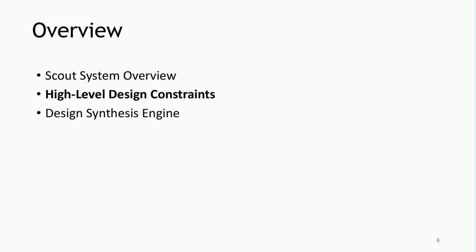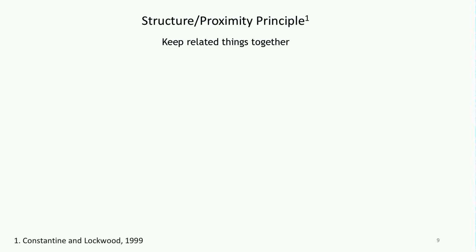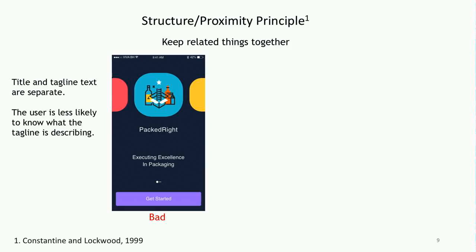So now I'll give a detailed example of a high-level design constraint and how that will work in our system. And I'll be able to talk about the rest later during the poster presentation. So the structure principle states that interfaces should be organized in a way that is clear and intuitive for users, and related things should be placed together, unrelated things should be separated. So this is an example where this principle is not well followed.